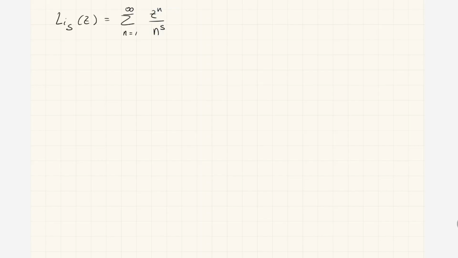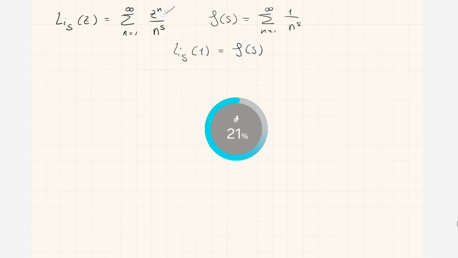Okay? If we remember the definition also of the Riemann zeta function, we know that this is the sum from n equals 1 to infinity of 1 over n to the s. So we can easily notice that if we take Li sub s of 1, well, this is equal to the Riemann zeta function, because if we plug 1 here, we are going to get exactly this expression that corresponds to the Riemann zeta function.